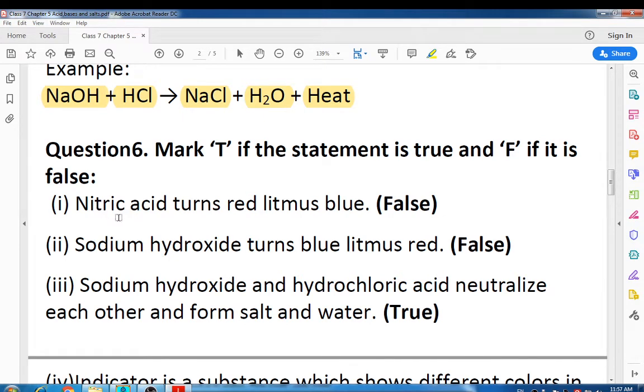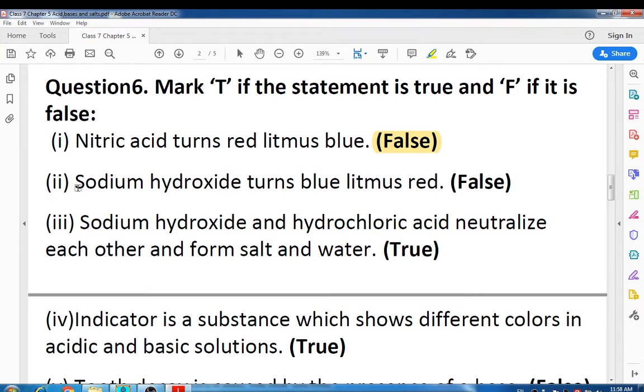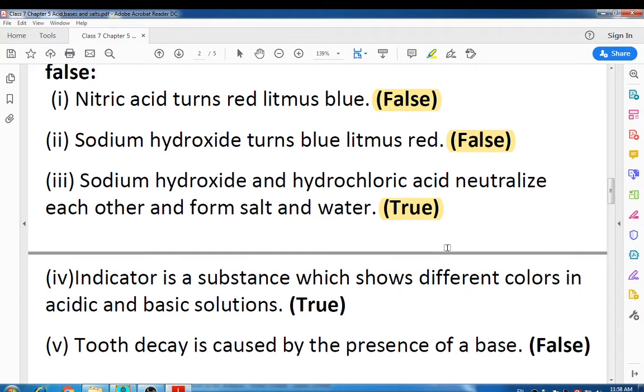Understood question number 5? Now question 6, true or false. First one, nitric acid turns red litmus blue. If that turns blue but it is an acid, is it correct? No, so the answer is false. Then sodium hydroxide turns blue litmus red. Sodium hydroxide is a base, basic in nature, so how would it convert blue litmus to red? That one is also false. Next, sodium hydroxide and hydrochloric acid, that is NaOH and HCl, neutralize each other and form salt and water. The answer is true. That is the example of neutralization.